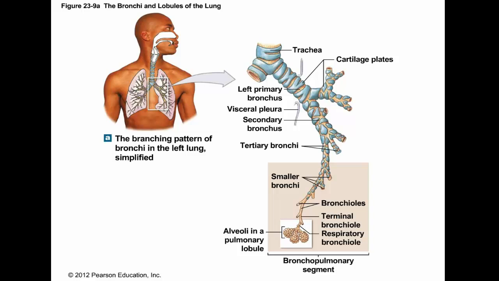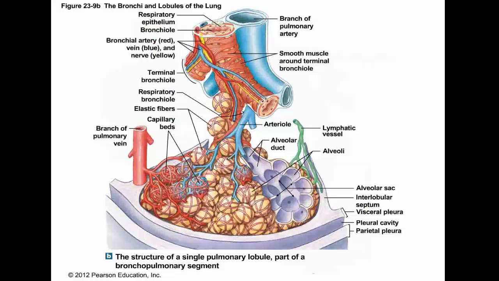So here we are looking at the airways again. You can see that the diagram is showing you we're moving from the trachea down the left primary bronchus, moving down to the secondary bronchus, the tertiary bronchus, down to the bronchioles, to the terminal bronchioles, the respiratory bronchioles, ending up in the alveolar pulmonary lobule. So that's what's called the bronchopulmonary segment. So we're going to look more at that now.